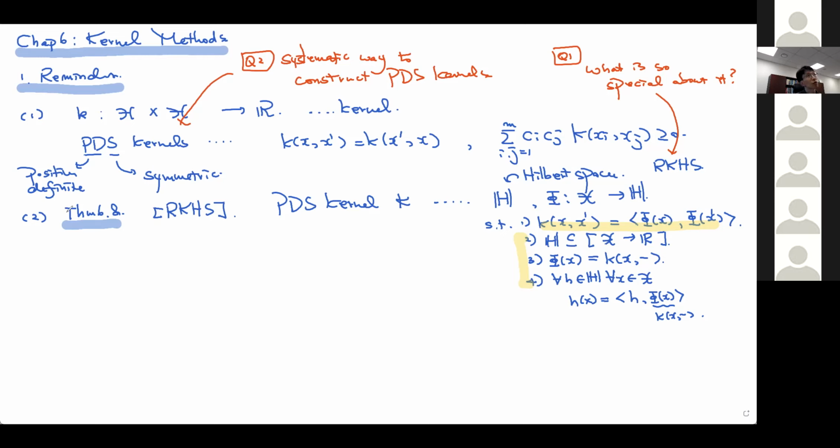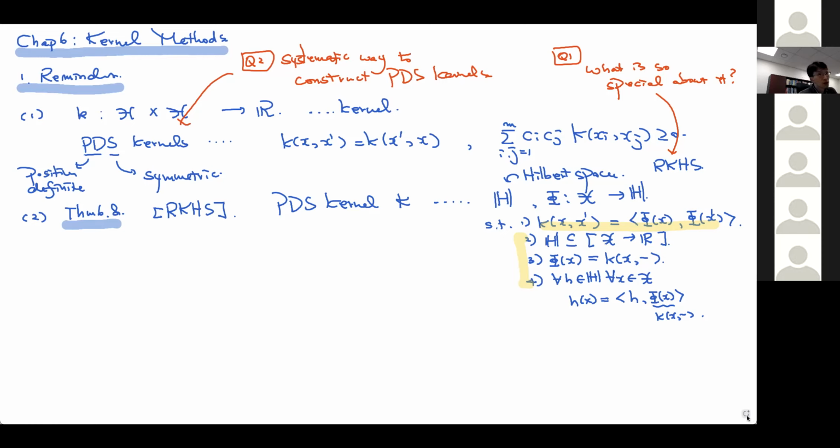Whenever we talk about a systematic way to construct PDS kernels, we want to have an understanding of what's really going on in terms of features. If we somehow add two kernels or combine two kernels, what are we really doing with respect to the features associated with these kernels? That is some understanding we want to gain when we study the systematic construction of PDS kernels. So that's what we're going to do.